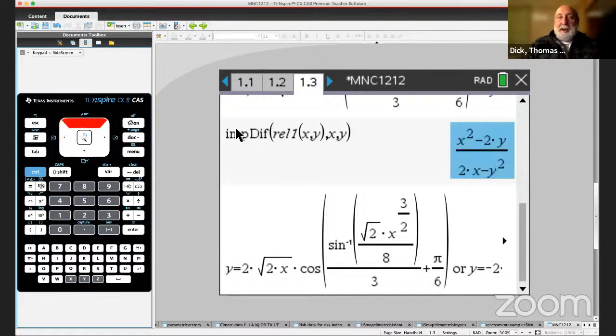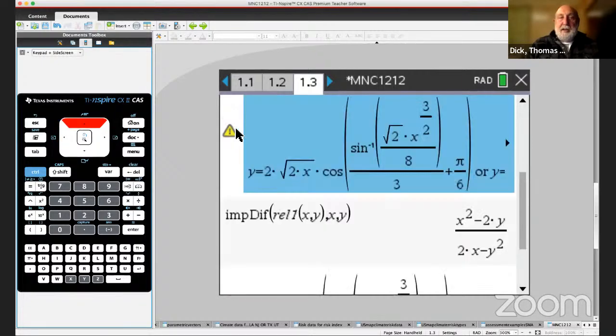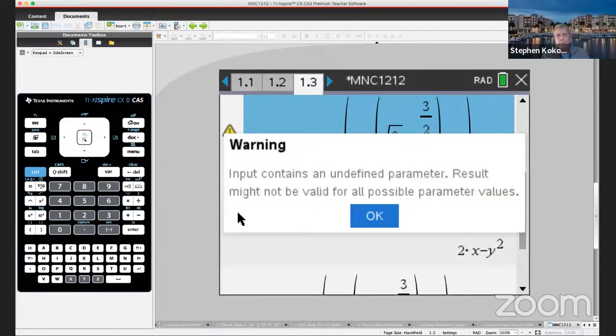I'm going to go up here a bit too and take a look at this warning sign. Let's see. An undefined parameter, the input. Not sure what that's referring to. May not be valid for all possible parameter values. Huh.